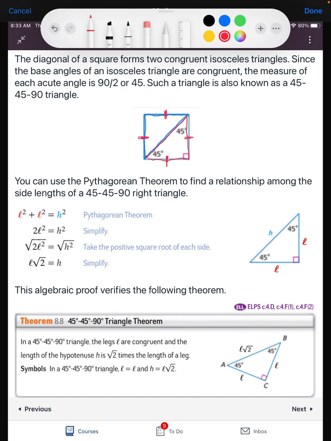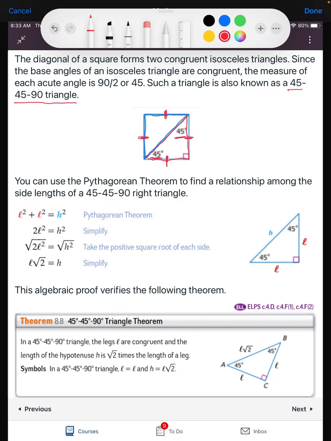The measure of each acute angle is going to be 90 divided by 2, because there's 90 degrees left to distribute between these two angles, which must be equal because they're across from our equal sides. So each of those smaller angles, the base angles, are going to be 45 degrees. This triangle is known as a 45, 45, 90 triangle.